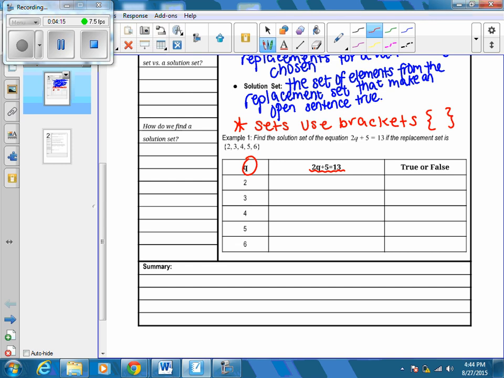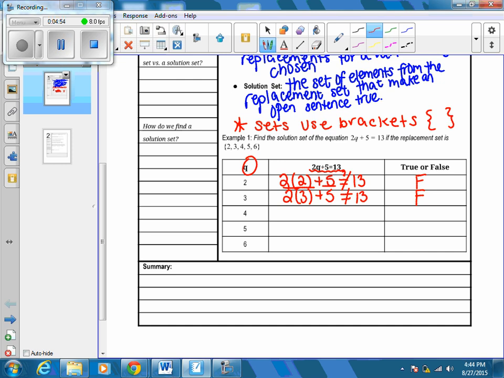So if I first start with 2, I'm going to start with 2 times 2 plus 5, and we want to know, does that equal 13? Well, 2 times 2 is 4, and 4 plus 5 is 9. That does not equal 13, so that statement is false. Okay, so let's try 3. 2 times 3 plus 5. 2 times 3 is 6, 6 plus 5 is 11. That also does not equal 13, so that statement is also false.